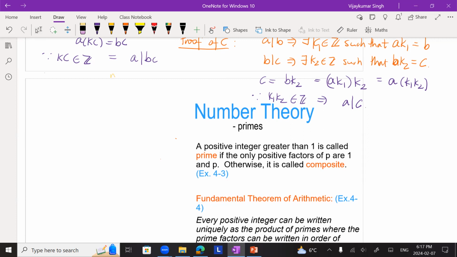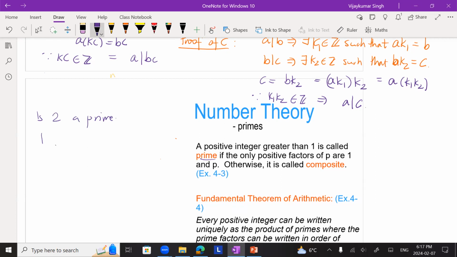So we say a positive integer P greater than 1 is prime if and only if the only positive factors of P are what? 1 and P. Then such a number is called prime. Is that okay? So is 2 a prime? The answer is yes. Why?